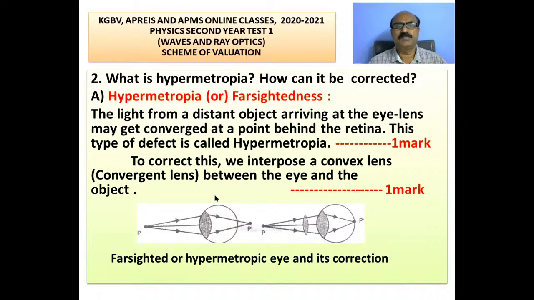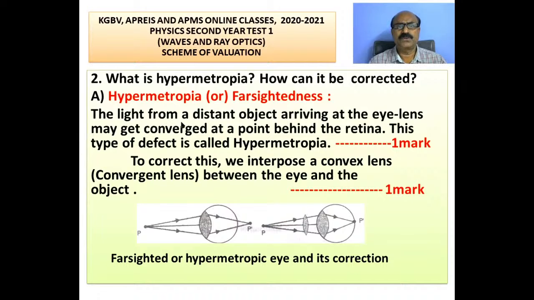What is hypermetropia? How can it be corrected? Hypermetropia, or farsightedness. So you have to first explain what is hypermetropia and then explain how that can be corrected, for 2 marks. The first part is hypermetropia.